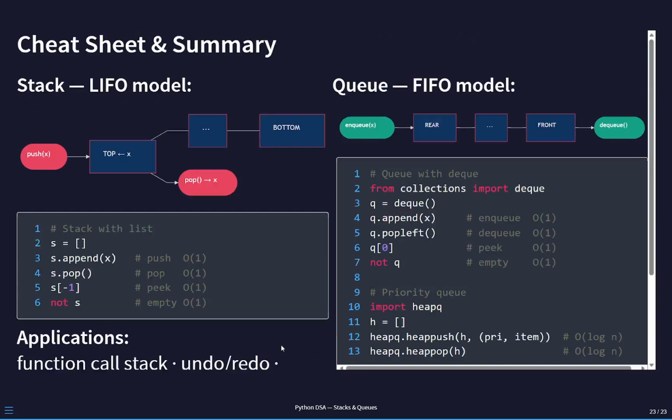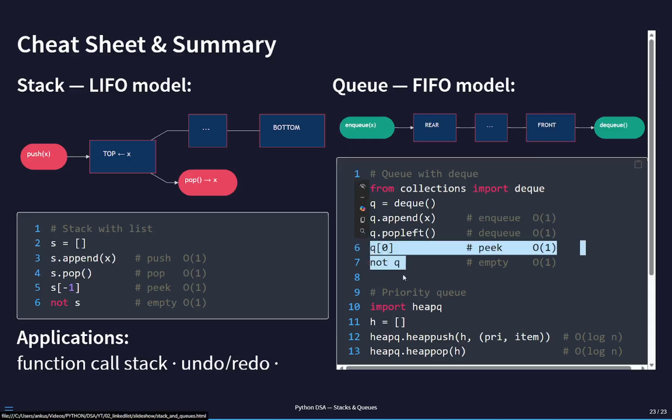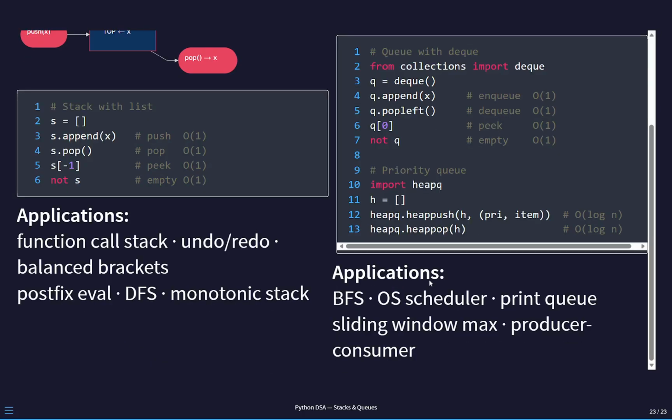Click. Queue. FIFO. Always use collections.deque. Append to enqueue at the rear. popleft to dequeue from the front. q[0] to peek, not q to check empty. All O(1). Applications: BFS, OS scheduling, print queues, sliding window maximums, producer-consumer.